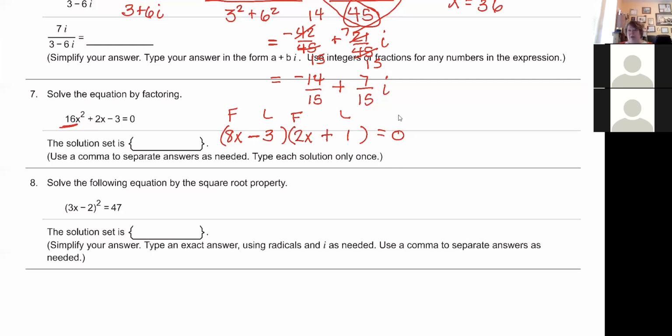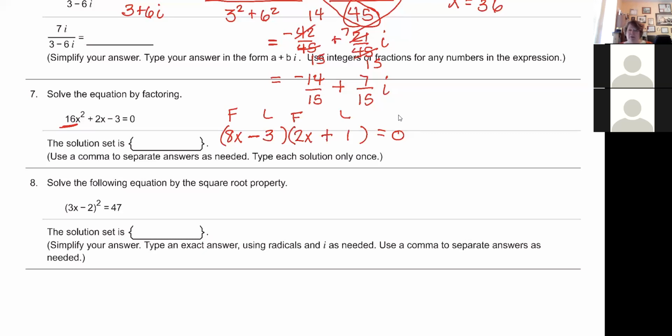Now let's make sure that FOILs to 16x squared plus 2x minus 3. So first, 8x times 2x, 8 times 2 is 16, x times x is x squared. Outside is plus 8x, inside is minus 6x. 8 minus 6 is 2, 2x. Last, minus 3 times plus 1 is minus 3. So that is the factorization of that trinomial.